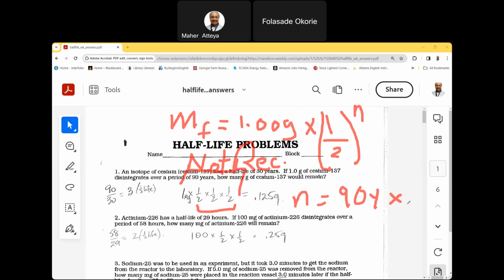Multiplied by 1 cycle per half-life of 30 years. So this one here, how much? 3, correct. So the N will be 3. So half to the power 3 multiplied by 1.00 gram. I think this is the correct answer, with 3 sig figs. Did you get that? Half to the cube, multiplied by 1. Half multiplied by half multiplied by half is 1/8. 1/8 is 0.125, correct.